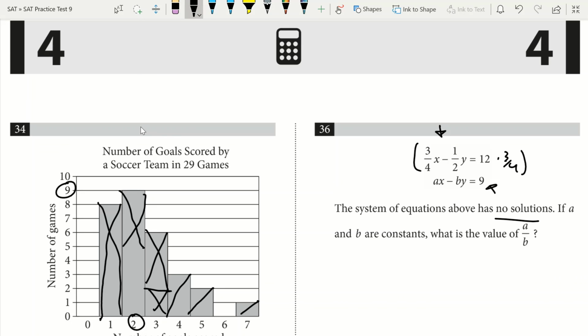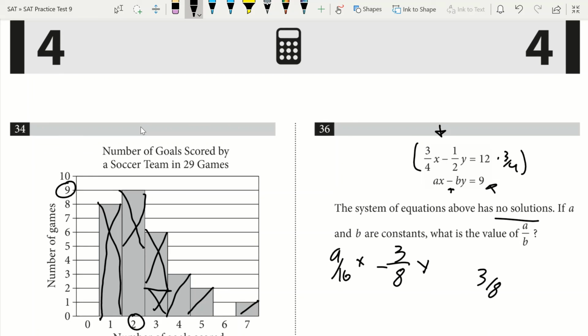I multiply negative 1/2 by 3 over 4, but I have this negative here, so I don't really have to consider the negative. So I just have 1/2 times 3 over 4. 1 times 3 gives me 3, all over 2 times 4, which is 8. So I have minus 3/8 y, which means my b value is going to equal 3 over 8. And my a value is going to be 3/4 times 3/4. 3 times 3 gives me 9. 4 times 4 gives me 16. So I have 9 over 16 x.